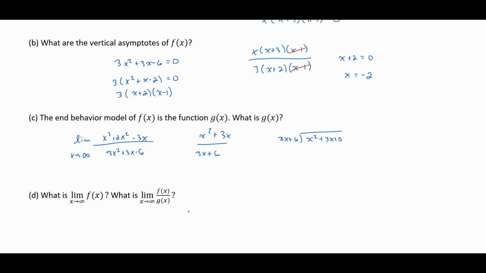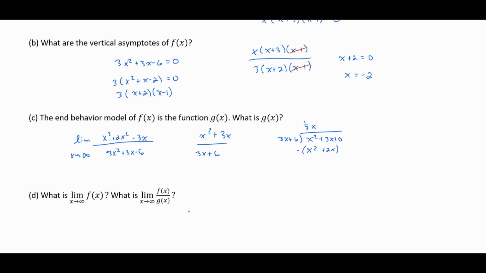All right, so 3x plus 6. 3x times what gets me x squared? That'll get me 1/3 x. That's what I need to multiply by. And then distribute 1/3 x times 3x. That's going to get me x squared. 1/3 x times 6 will get me 2x.